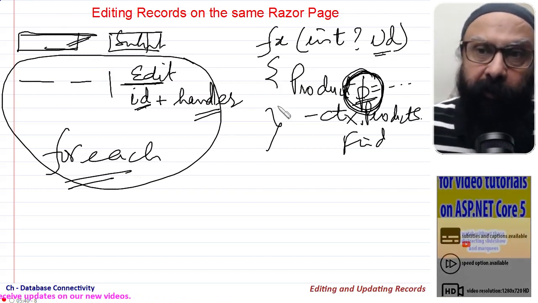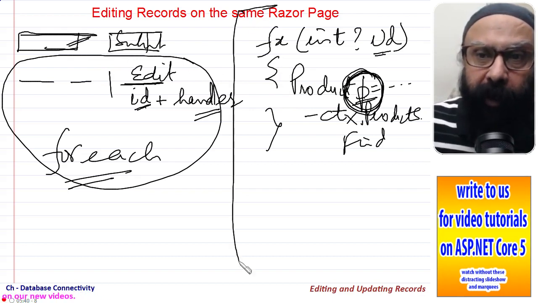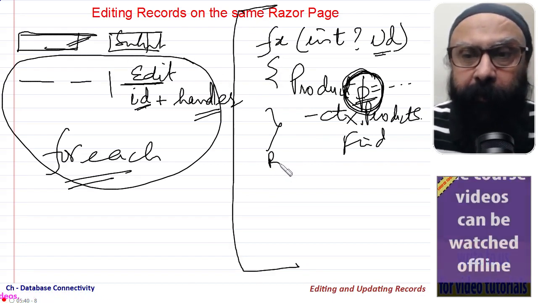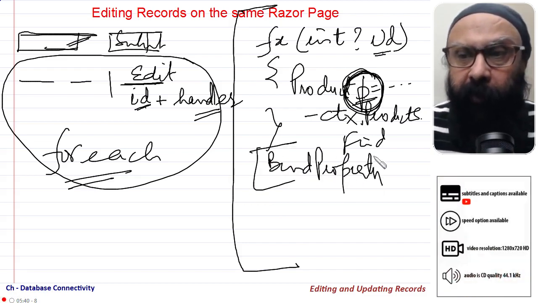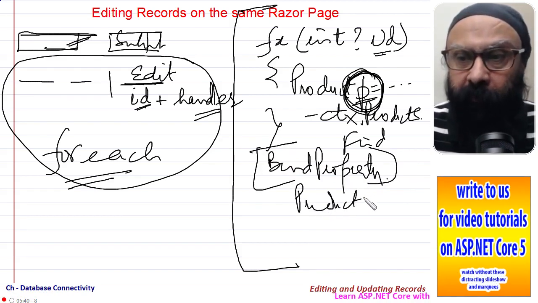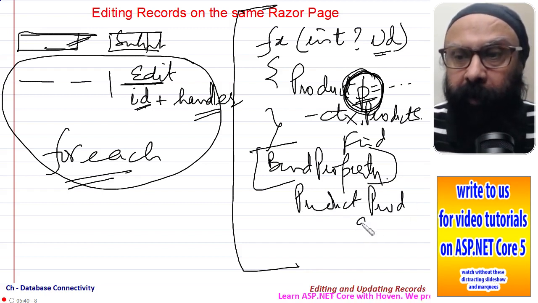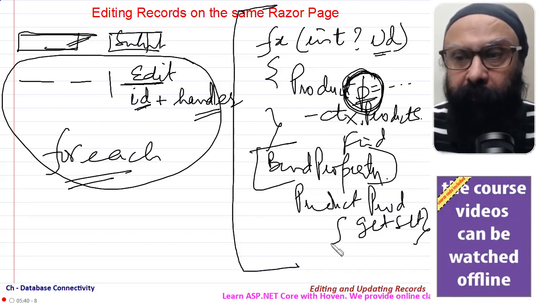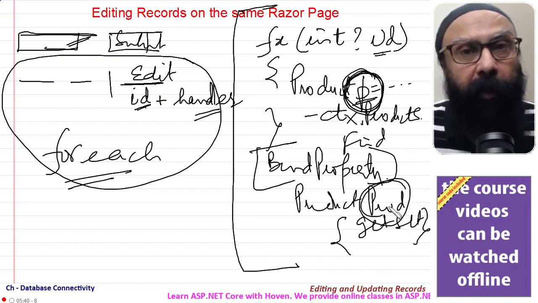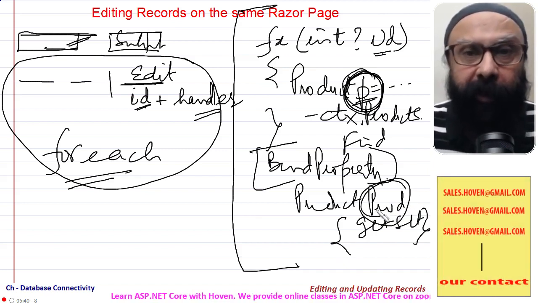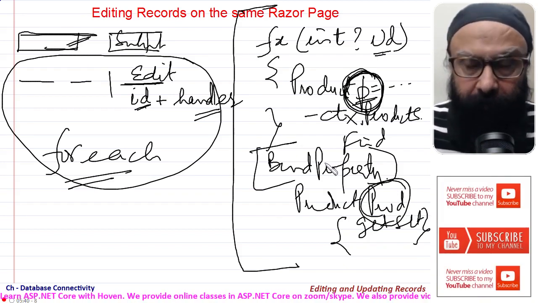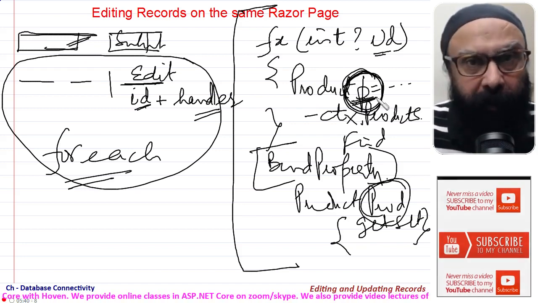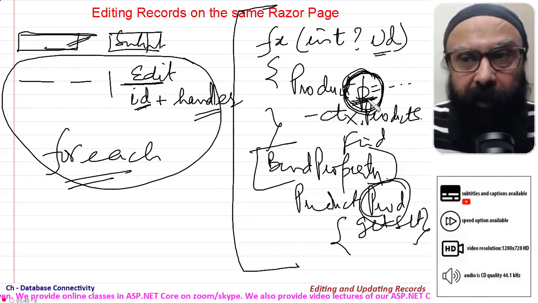How is it done? For this, the same backing class contains a bind property. It contains a bind property for two-way binding. This bind property has Product, Prod, get set, that whole story. This Prod is a two-way property which carries the data to this form and brings back the data to your backing class. Now when this product P is obtained, this Prod is set equal to this P.